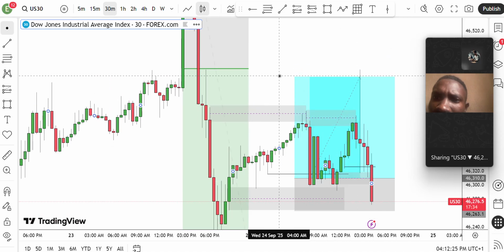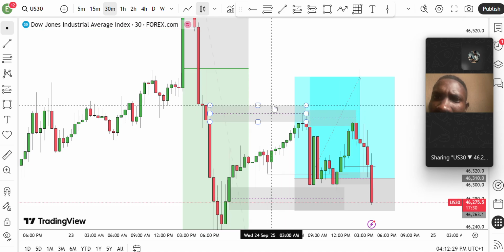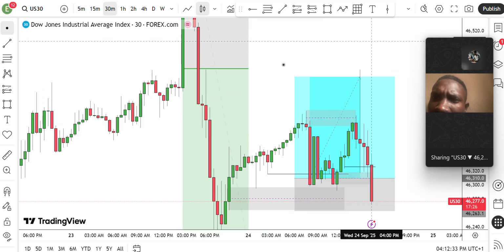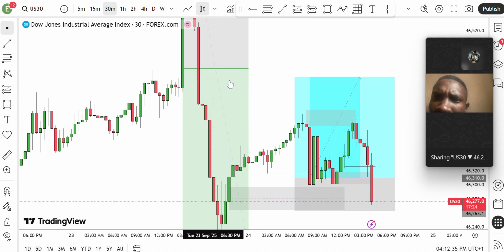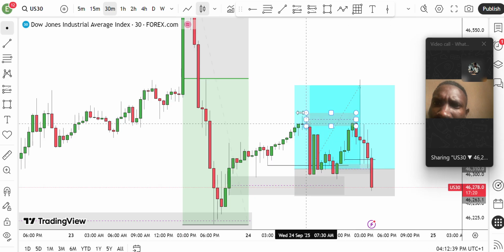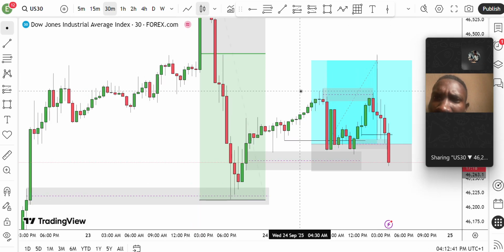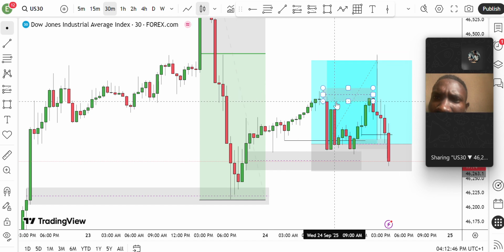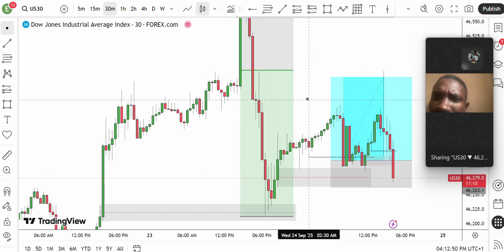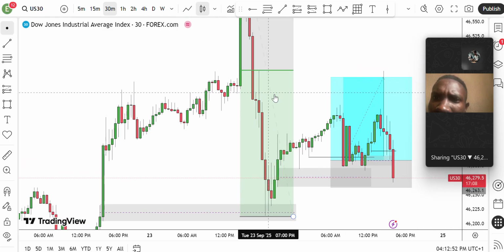Because I saw that the place where I was going to take my target, where I was going to get out, was around here. And the good thing about my trading plan is, if my target is saying that I'm not up to 3 RR, I cannot take that kind of trade. So initially, this was where I put my target.